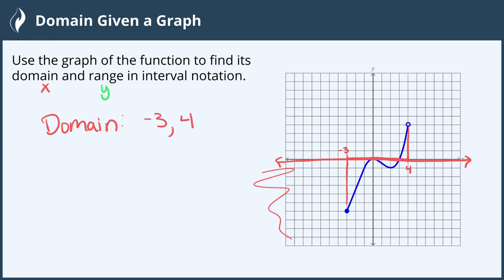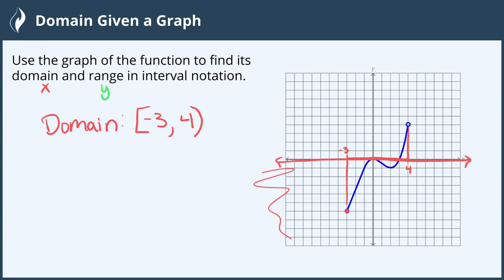Now let's talk about the endpoints. At -3, we have a closed circle, so this means I'm going to include it, so I'll use a bracket. But at +4, there's an open circle, which means I'm not including that point. So I'm going to use a parenthesis, showing that I don't include it.